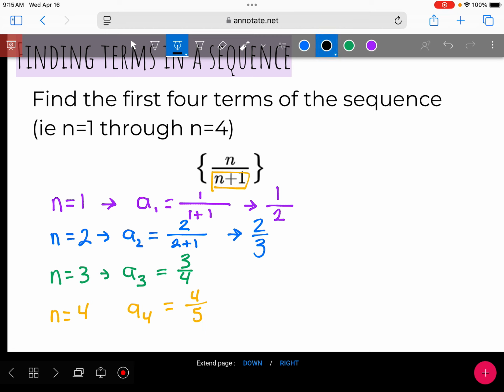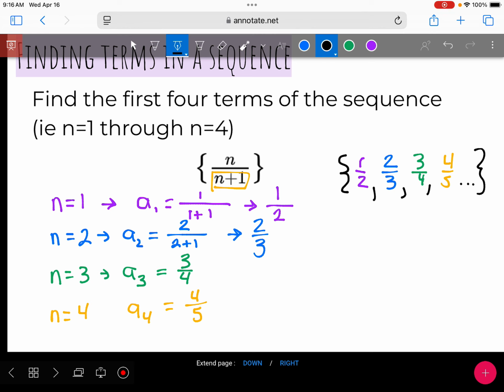So we're going to write it as a sequence, meaning we're going to put it in our curly brackets. We're just going to set them up. 1, 2, 3, 4. So we're going to put our 1/2, then 2/3, then 3/4, then our 4/5, and this doesn't really stop, so it just kind of keeps going, dot, dot, dot. That's our sequence.